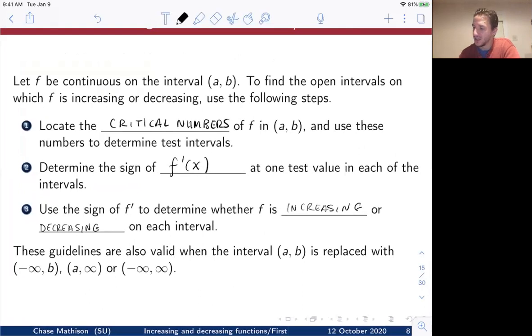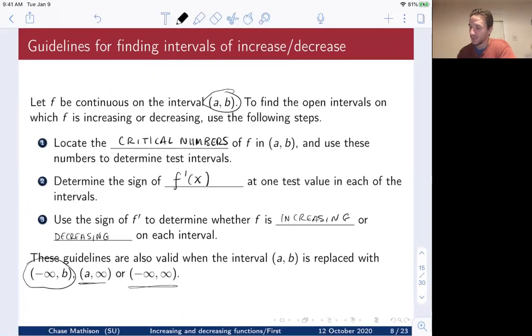So I stated these guidelines for an open interval a to b, but this holds even on infinitely big intervals. So minus infinity to b, or a to infinity, or even minus infinity to infinity. These guidelines work on all of these open intervals.